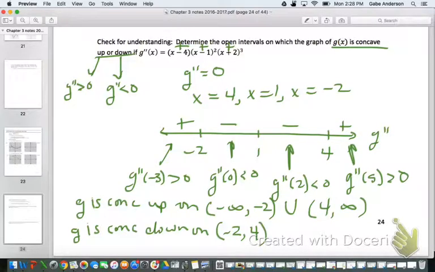Of course, we were not asked to justify our answer here, but if we were, we would want to mention that g is concave up because g double prime is positive, and g is concave down because g double prime is negative. I hope that went well for you. We'll practice some more of these when I see you in class.